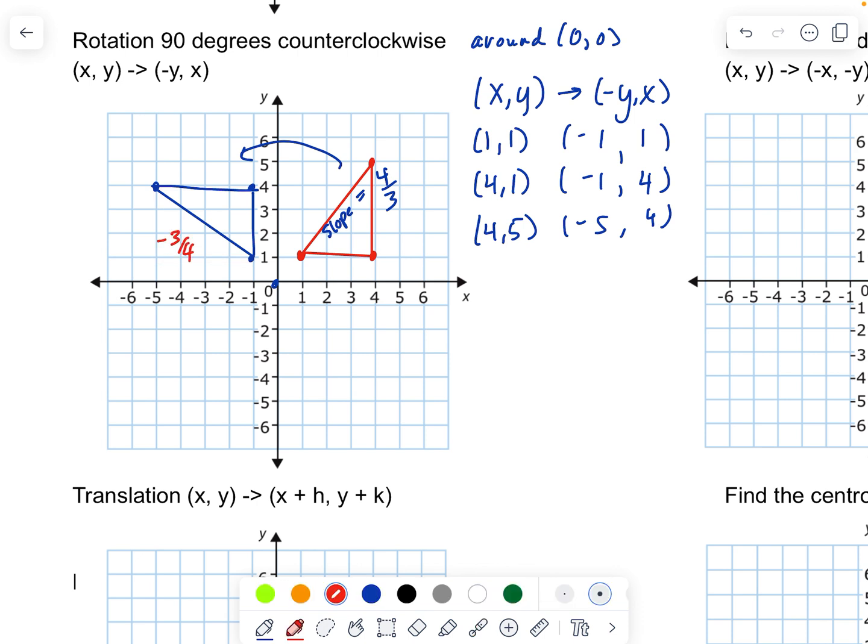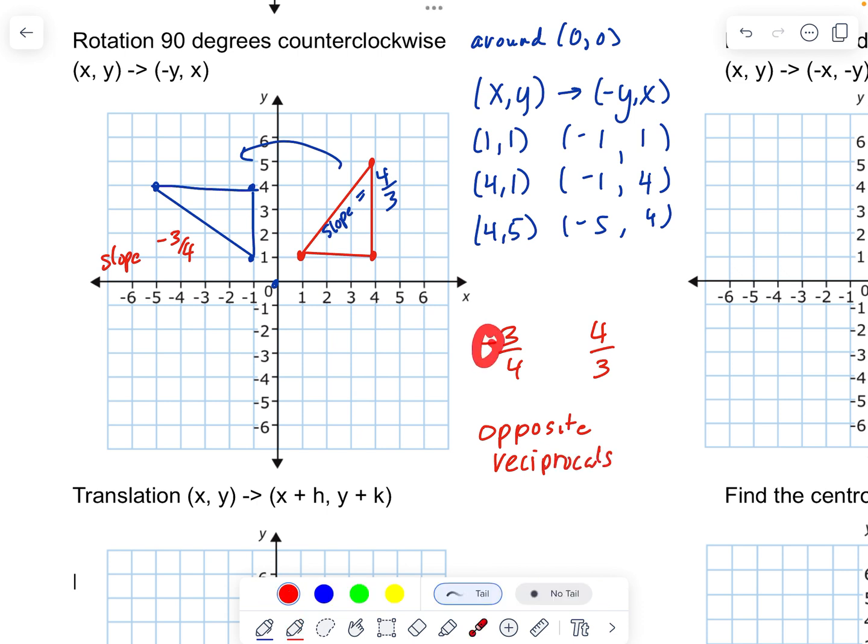And what we see with these slopes is that they are what we call opposite reciprocals. They're opposite because they have opposite signs. One's positive and one's negative. And they're reciprocals because in one of them it's 3 over 4, and the other one, the numerator and the denominator have switched, and it's 4 over 3.